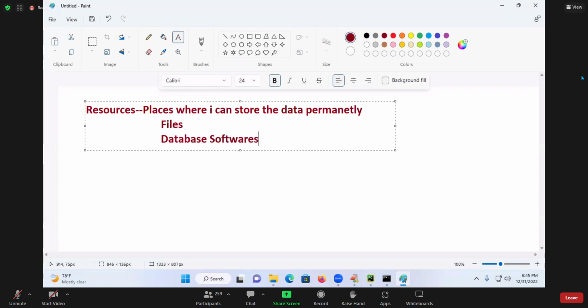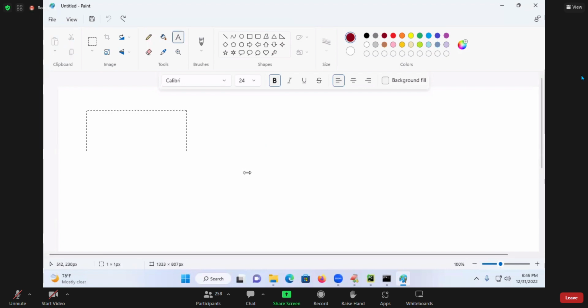And next I am going to talk about database software, like Oracle, MySQL, something like that. We are discussing these as a part of the class. So in these places I am going to store my data. These are called resources.